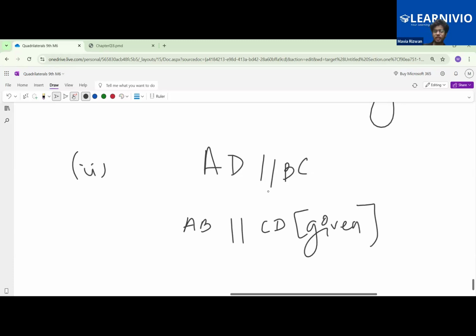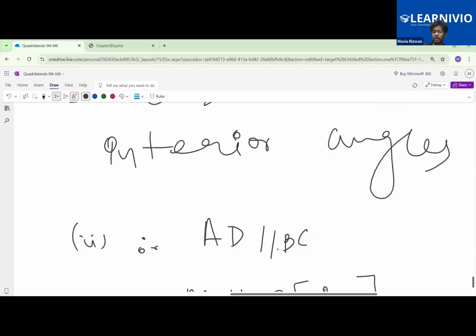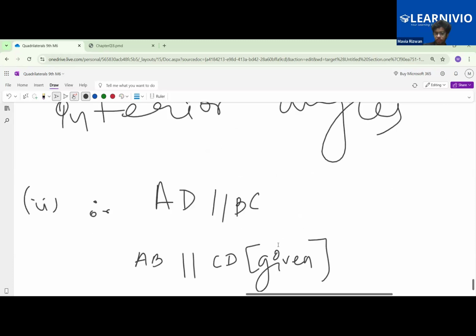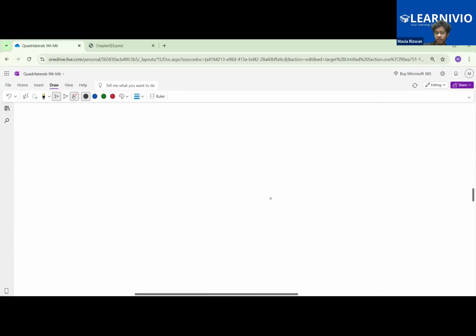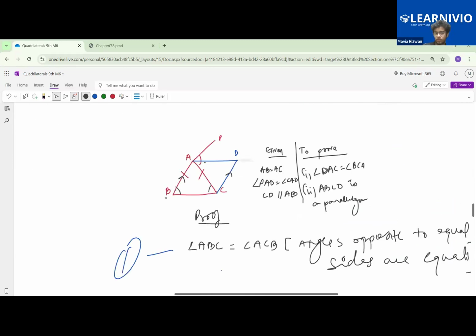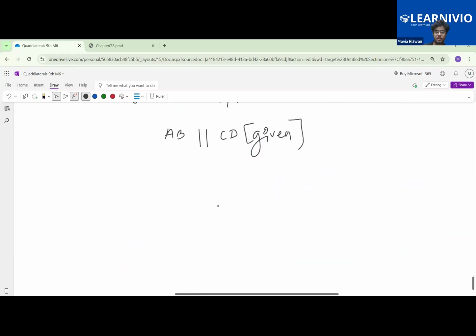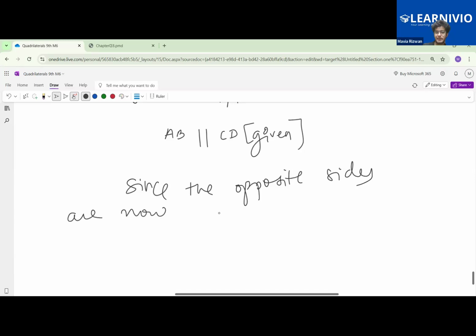Therefore, we write interior angle. So therefore, AD is parallel to BC, and this was given. We proved AD is parallel to BC, and this was already given: AB is parallel to CD. So therefore, this is a parallelogram. Since the opposite sides are now parallel, ABCD is a parallelogram.